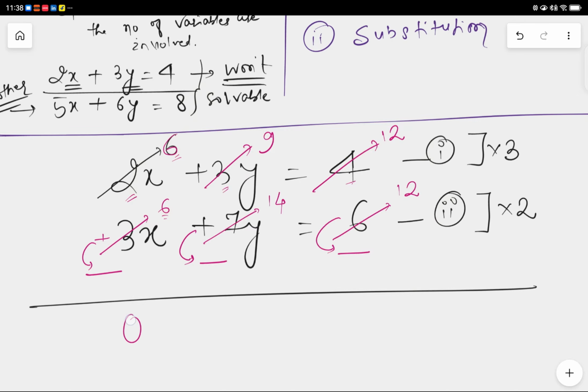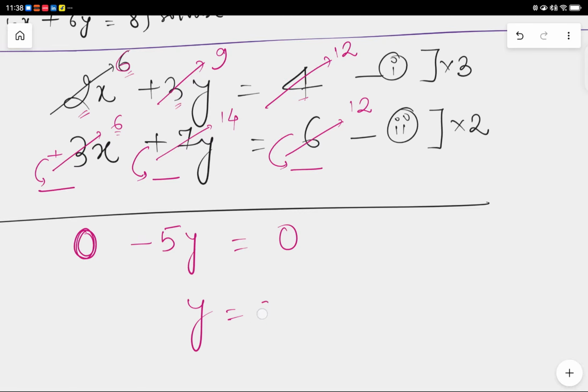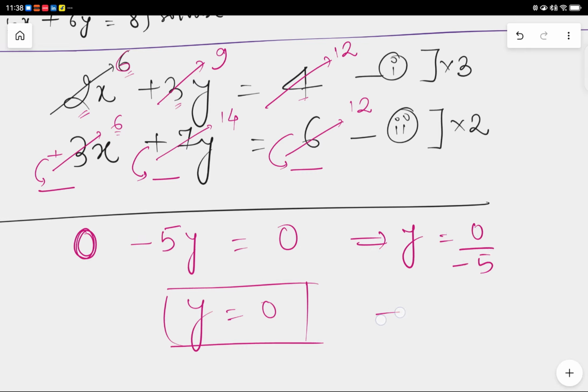Now we write the equation after subtracting. 6x minus 6x is 0, so x is eliminated. 9y minus 14y becomes minus 5y, and 12 minus 12 becomes 0. Hence the y value becomes 0, because 0 divided by minus 5 is 0, so y equals 0.